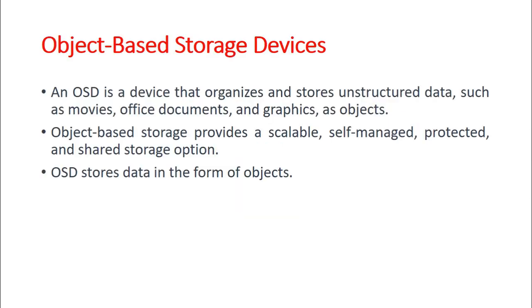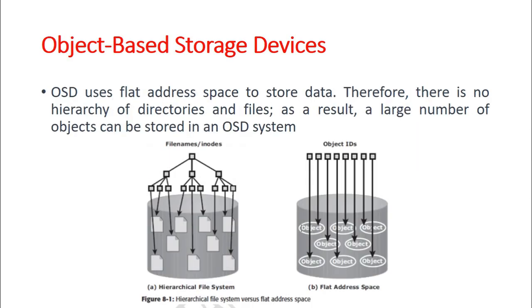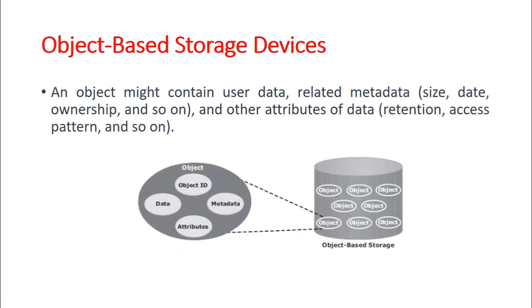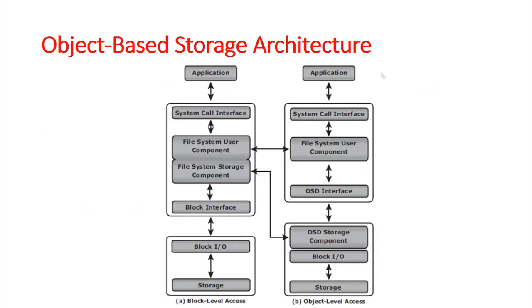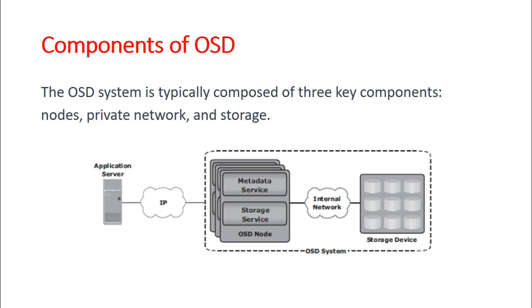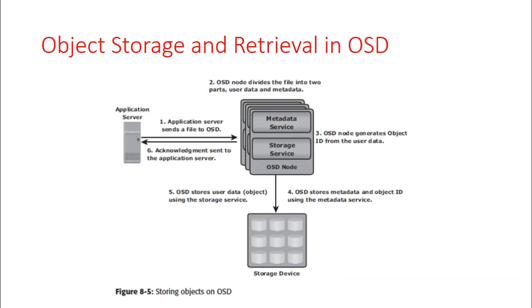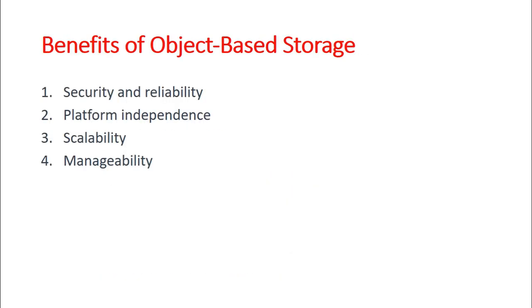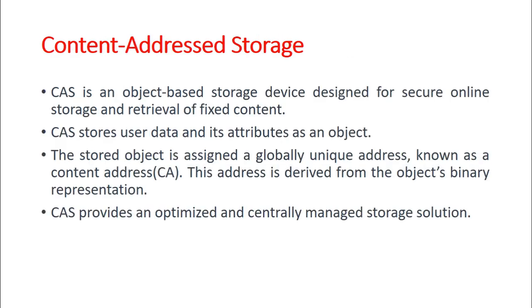So we saw what we mean by object-based storage devices. We saw how the flat address space is beneficial, since flat address space allows us to store a larger number of data. We saw what an object is, how the object ID is generated. Then we saw the object-based storage architecture. We discussed the components of object-based storage devices. We saw how the objects are stored and retrieved in OSD. We discussed the benefits of object-based storage.